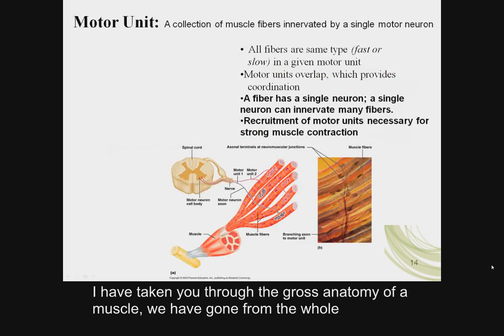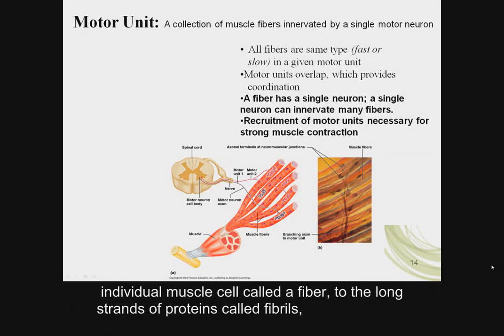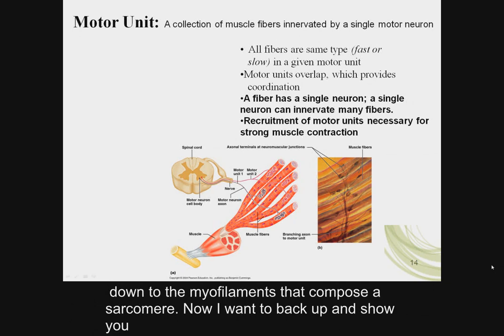I have taken you through the gross anatomy of a muscle. We have gone from the whole muscle itself down to collections of muscle fibers called fascicles, to the individual muscle cell called a fiber, to the long strands of proteins called fibrils, down to the myofilaments that compose a sarcomere.